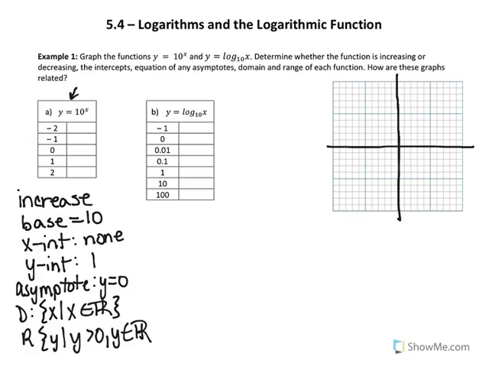So let's plug this in. So we have -2, so we have 1 over 10 to the power of 2, which is 1 over 100, which is 0.01. We have 1 over 10 to the power of 1, so 0.1. We have 1. 10 to the power of 1 is 10. 10 to the power of 2 is 100.